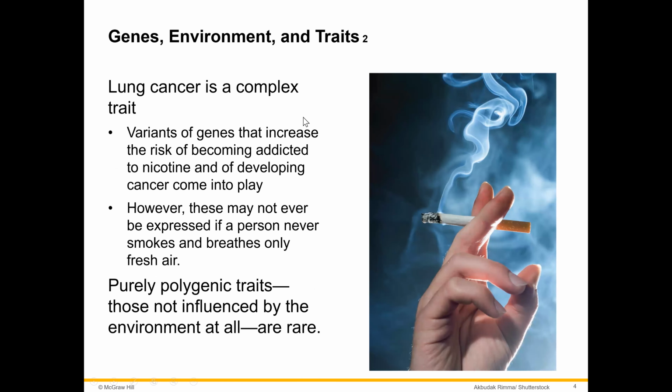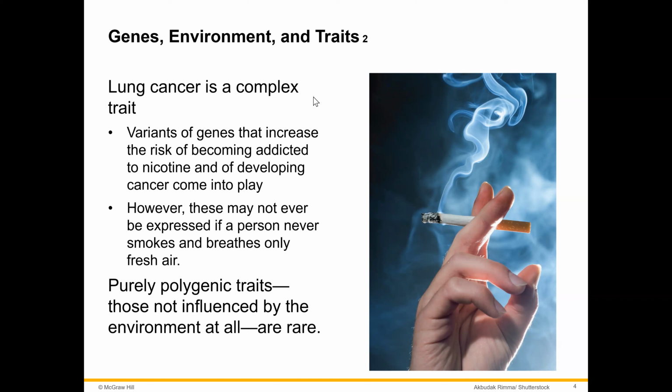So here's another example, lung cancer, it's a complex trait. Variants of genes that increase the risk of becoming addicted to nicotine and of developing cancer come into play. However, they may not even be expressed if a person never smokes and breathes only fresh air. Purely polygenic traits, those not influenced by the environment at all, are very rare.